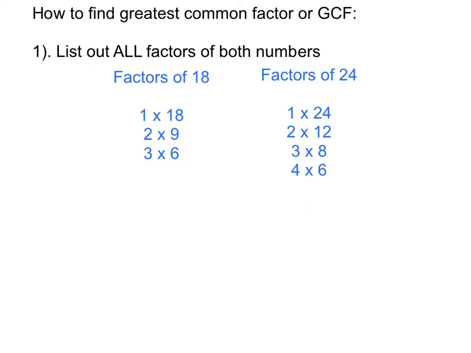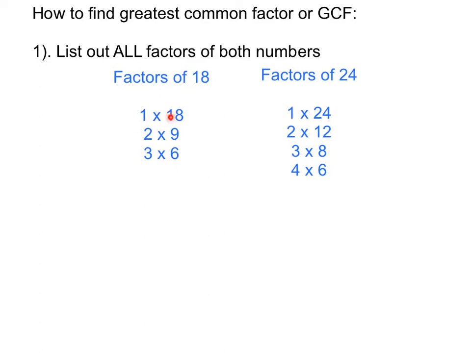Okay guys, so the last thing we need to work on is how to find greatest common factor, or sometimes we call it GCF. So step 1 is to list out all the factors, and that's the big number. List out all of them, okay, of both numbers. So factors of 18, you can see I did 1 times 18. I'm trying to think of any two numbers I can multiply and get 18, because I know those are numbers that are going to go into 18 evenly.